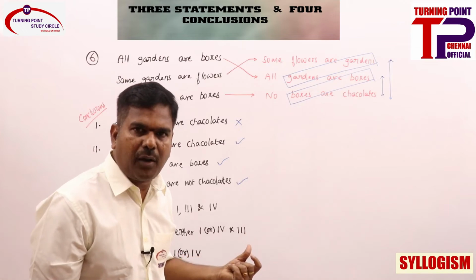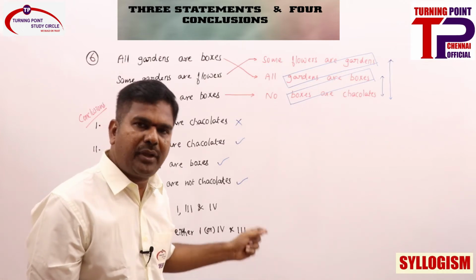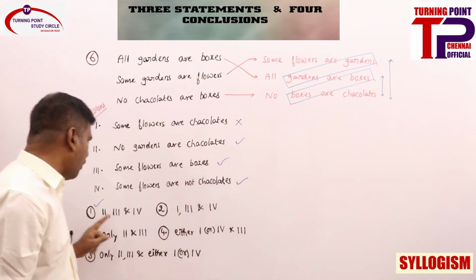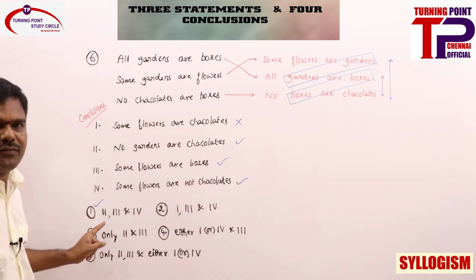Whether we need to check for a complementary pair? No, not required because only one is left over. So 2, 3 and 4 follow. What is the answer? Go ahead with the first option.